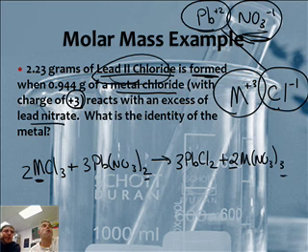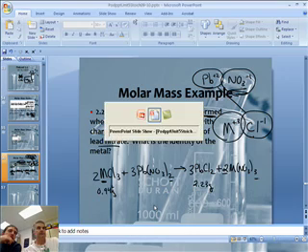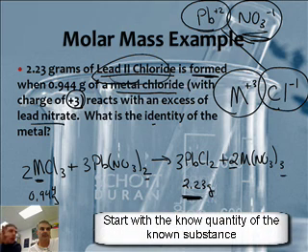Now, what do we know? We know we have 2.23 grams of lead 2 chloride formed, and we know we have 0.944 grams of the metal chloride. Guys, when you're doing these, it's easiest if you start with the thing you know everything about, and that would be the lead 2 chloride, because we know the mass of it and we know the identity of the substance. Do not start with your unknown metal. We're going to work towards the unknown metal.